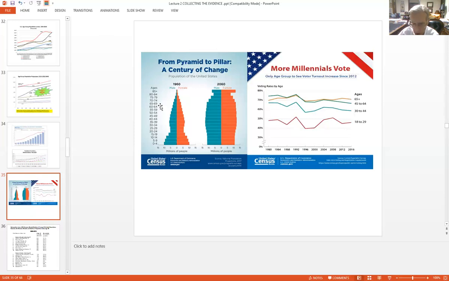Well, let's take a look at 65 and older, and here they are. It's a large portion. See, back in 1960, it wasn't such a large portion, was it? But today, it's a much larger portion, and in 2060, it'll be even larger. Well, what about those 45 to 64? These are the people in their prime earning years.